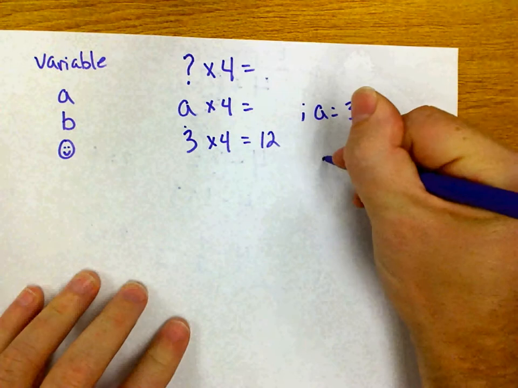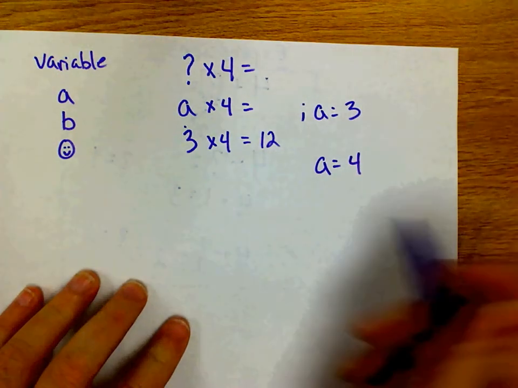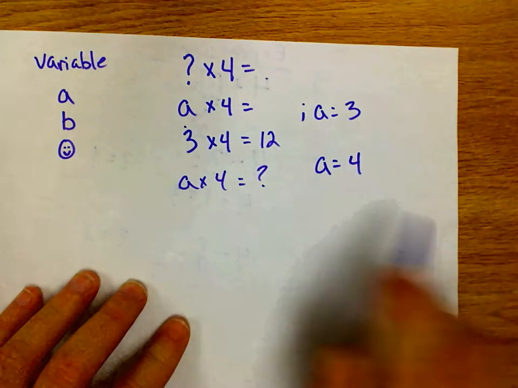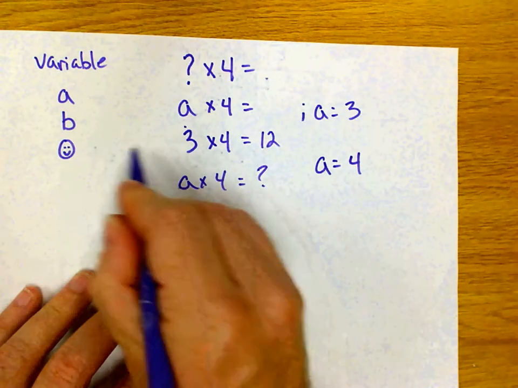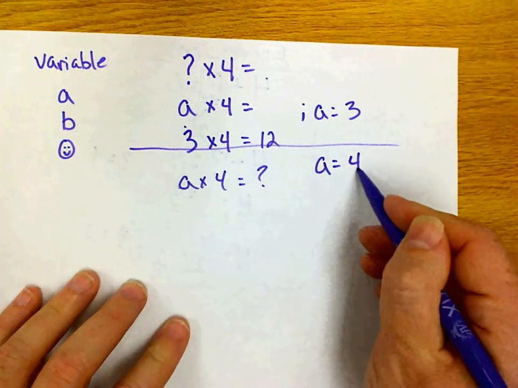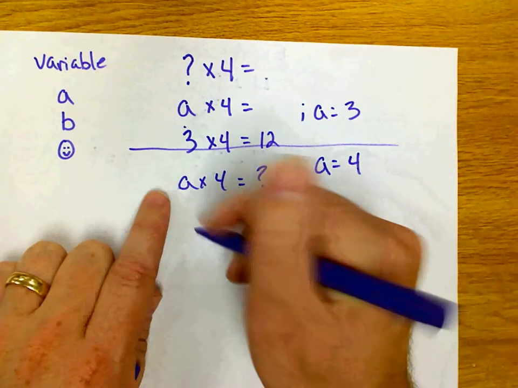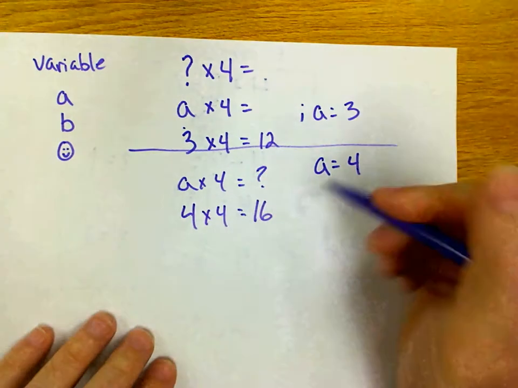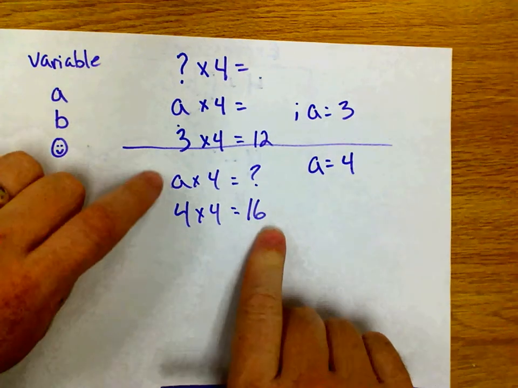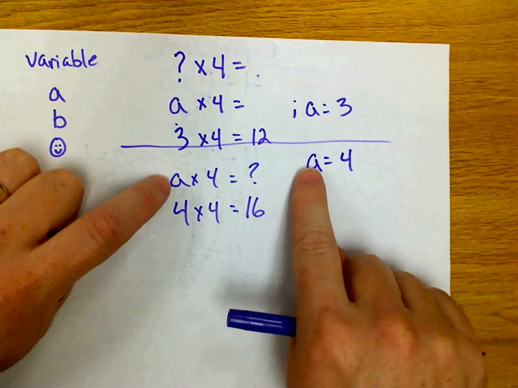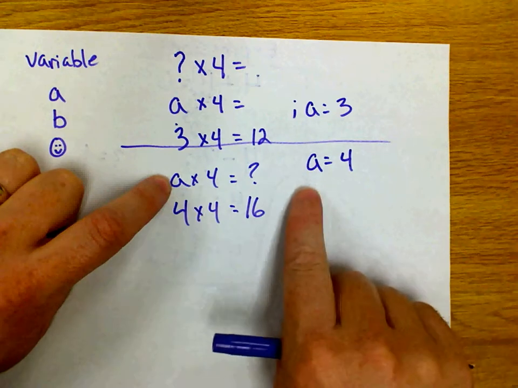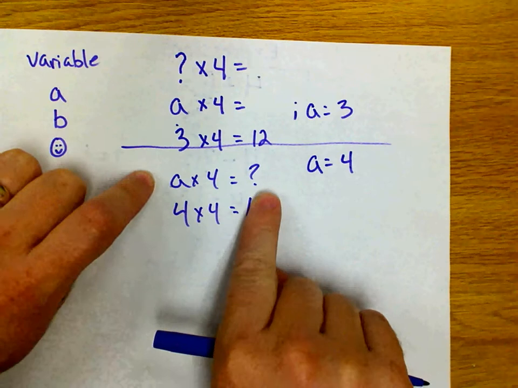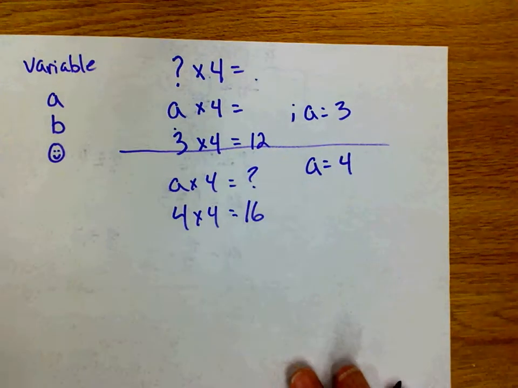If A was 4, well, A times 4 equals question mark. Oh, A is 4. So in place of A, it says it's 4. I'm just going to put it right in there. 4 times 4 equals 16. That is called evaluating the expression. When they tell you, or you have to figure out what the letter represents, oh, look here, it's 4, you just substitute that in, and then solve the problem. Evaluate the expression really means solve the problem.